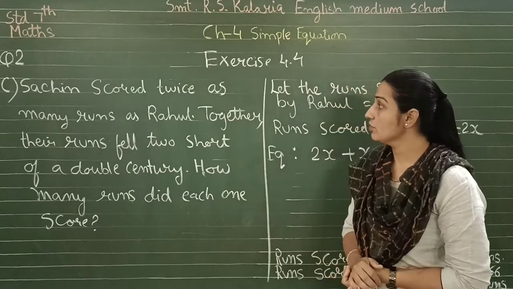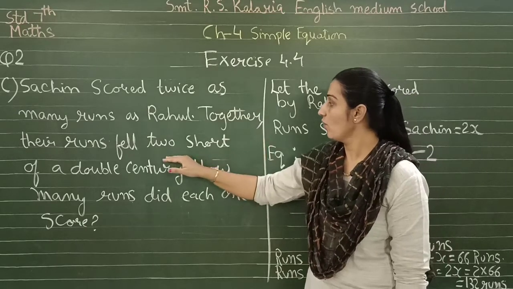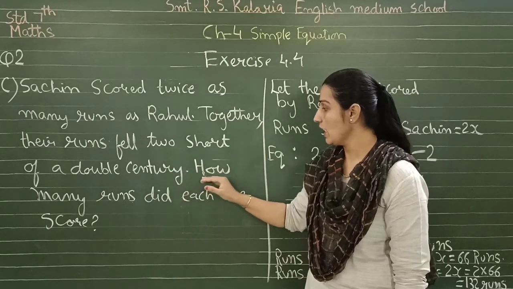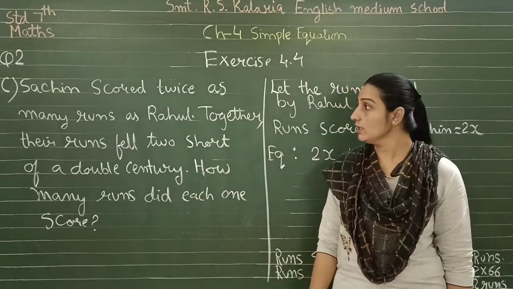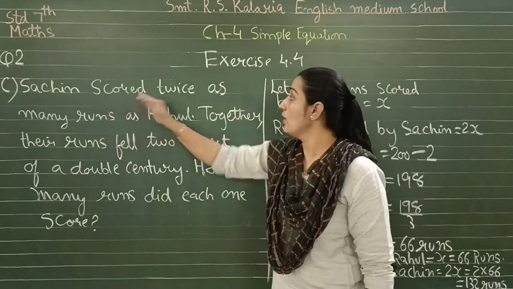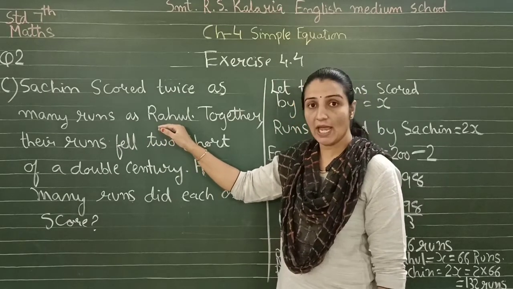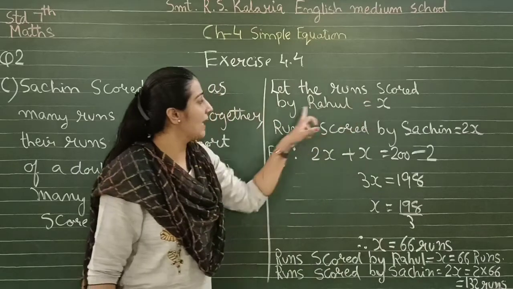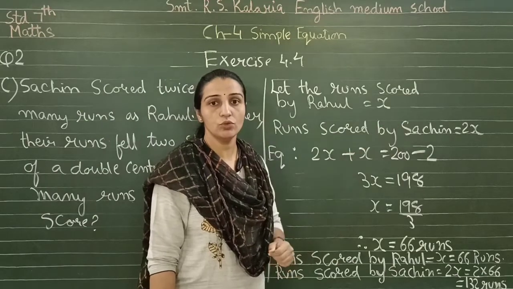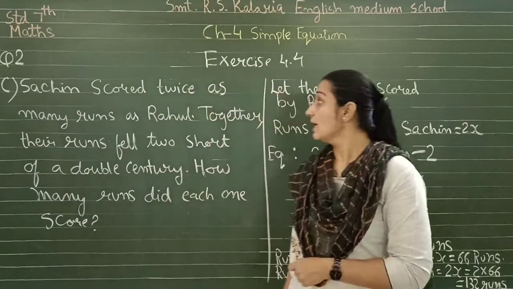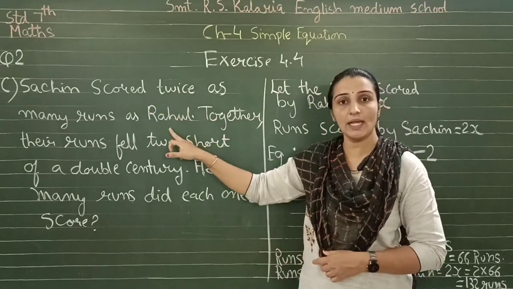Question 2c. Sachin scored twice as many runs as Rahul. Together their runs fell too short of a double century. How many runs did each one score? Here you are told in the question that Sachin scored twice as many runs as Rahul. So we will assume that the runs scored by Rahul be x. Then runs scored by Sachin is equal to 2x. Why have we taken 2x? It is told in the question that Sachin scored twice the runs scored by Rahul.